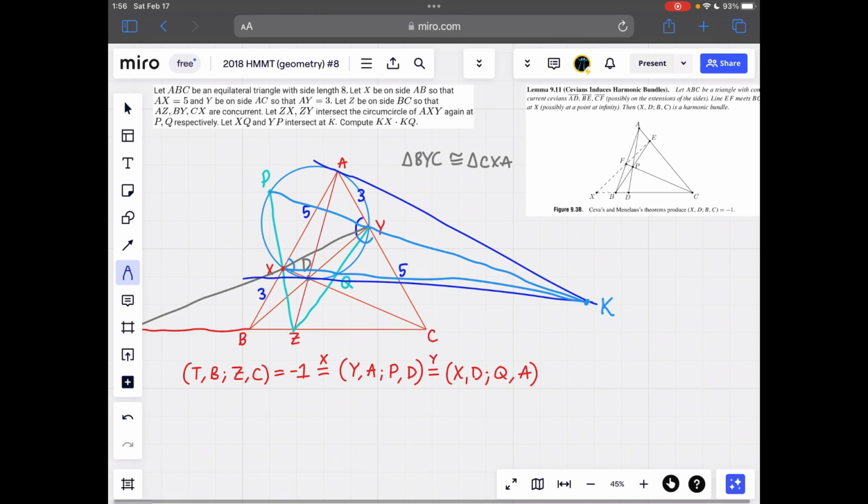Now, you might notice something interesting about this configuration we have here. Quadrilateral PXQY, if you can see, we have it in its complete form. The opposite sides are extended in both ways. PX and QY are extended and they meet at point Z. And similarly, XQ and PY are extended and they meet at point K.